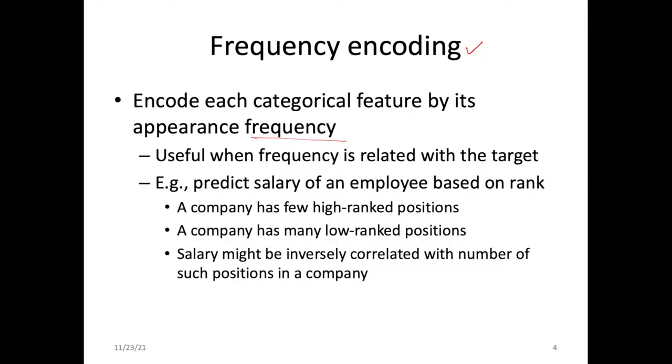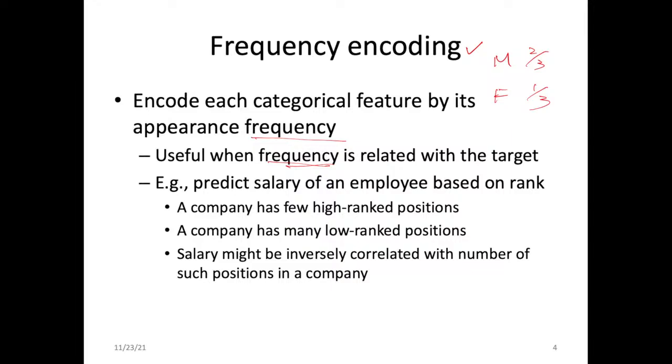Okay, let's say gender, you have male or female. If male happens to appear 2/3 of the time and female 1/3 of the time, they simply use this frequency as the feature value. Some people use this kind of encoding. So this is useful if the frequency is related to the target. And I'll give you an example.